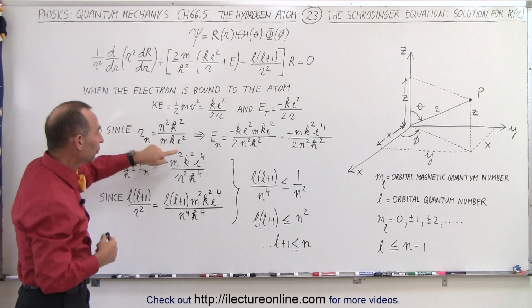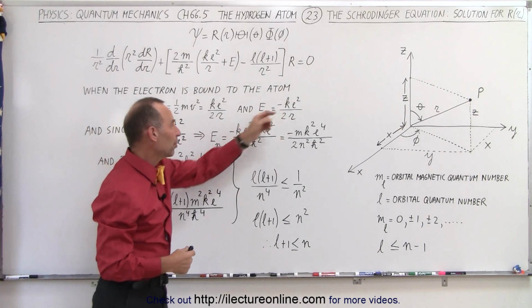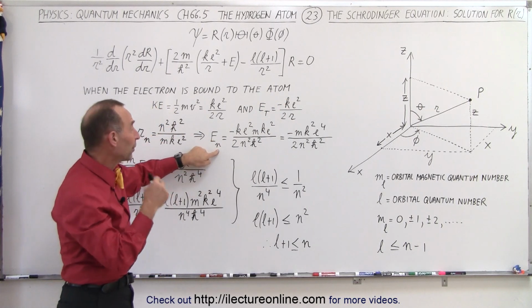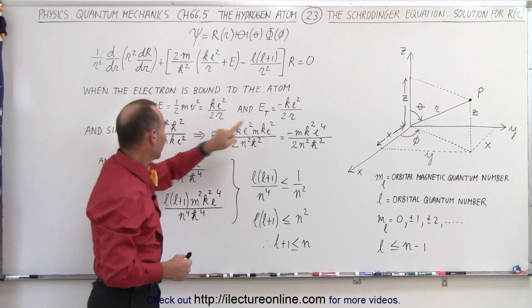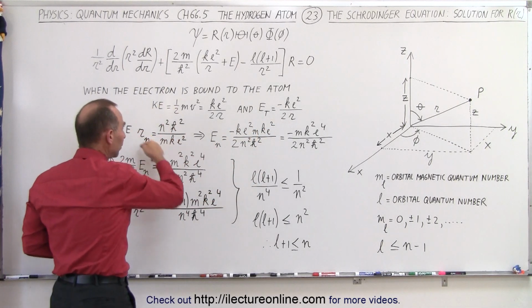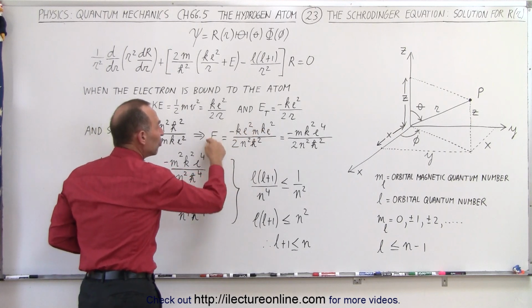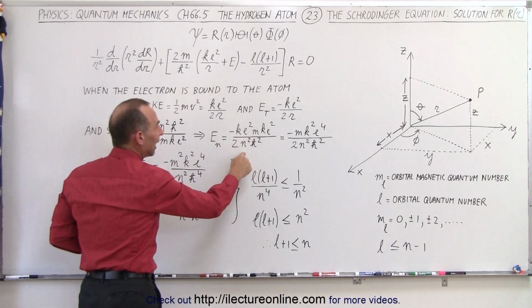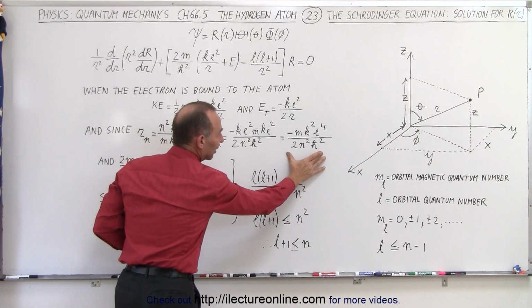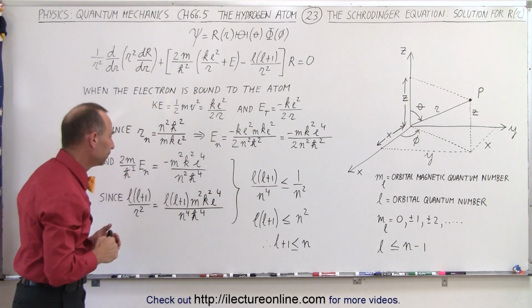So if we then solve for the total energy from this equation right here, and we write it in terms of the quantum number n, we substitute for r what r is equal to in terms of the quantum number n, and we get an equation for the energy of the electron in terms of n, and if we simplify that, it looks like this. So this represents the energy of the electron in the hydrogen atom.